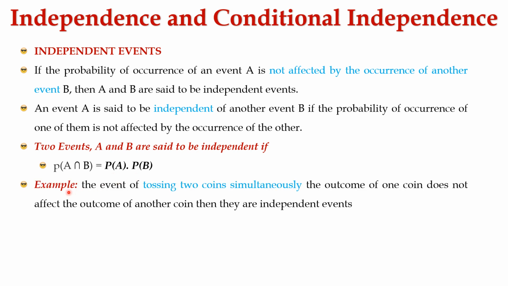Let's have an example here. In the event of tossing two coins simultaneously, the outcome of one coin does not affect the outcome of the other coin. Then they are independent events.